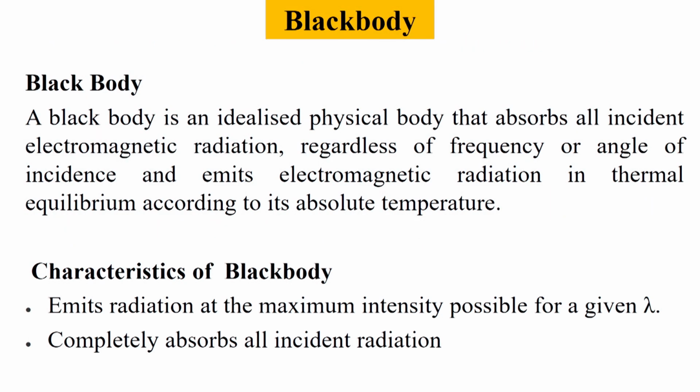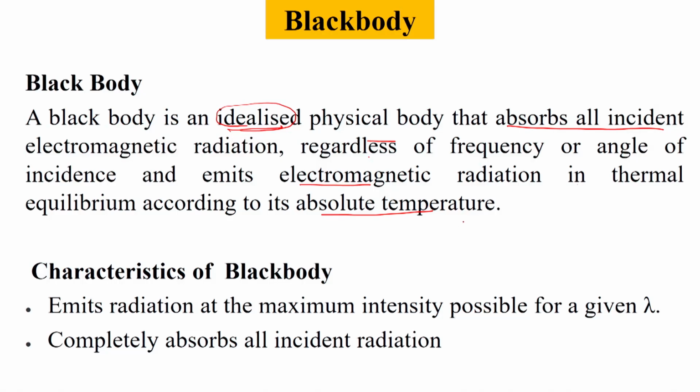Now the concept comes about the other things, although I have been discussing the black body. So what is a black body? A black body is an idealized physical body. In principle they do not actually exist. It is an idealized physical body that absorbs all the incident electromagnetic radiation regardless of the frequency or angle of incidence, and emits electromagnetic radiation in thermal equilibrium according to its absolute temperature.